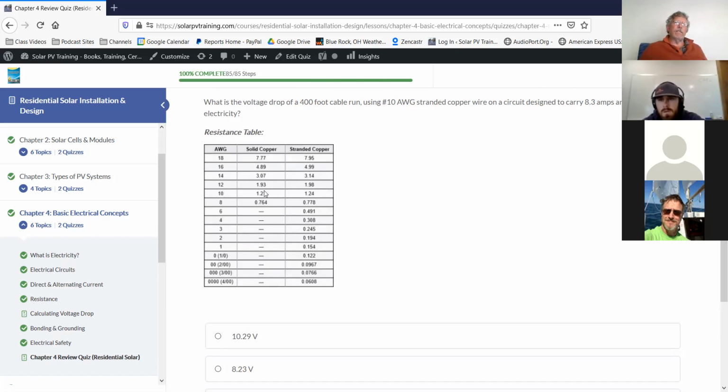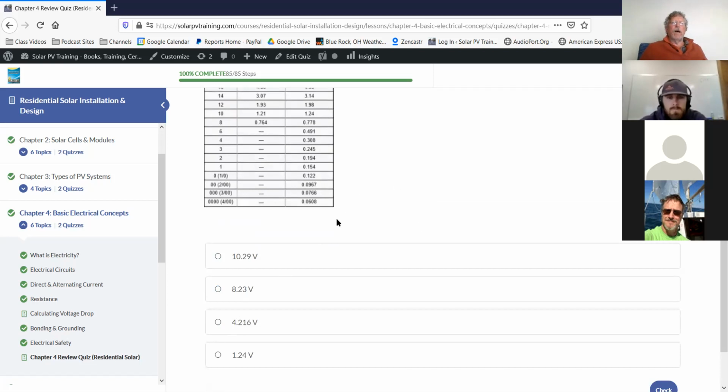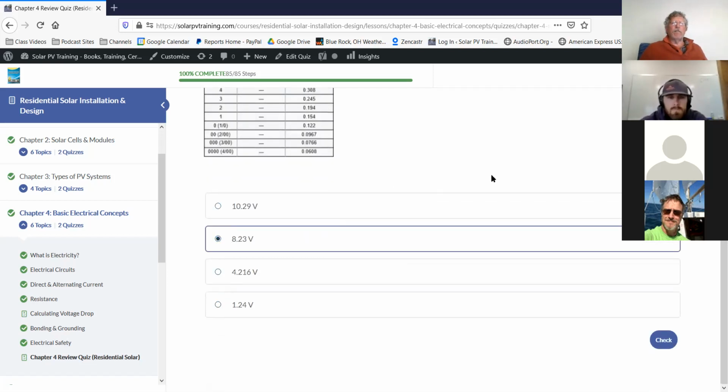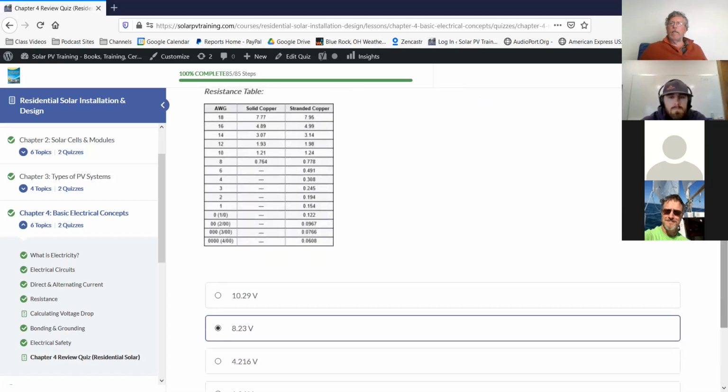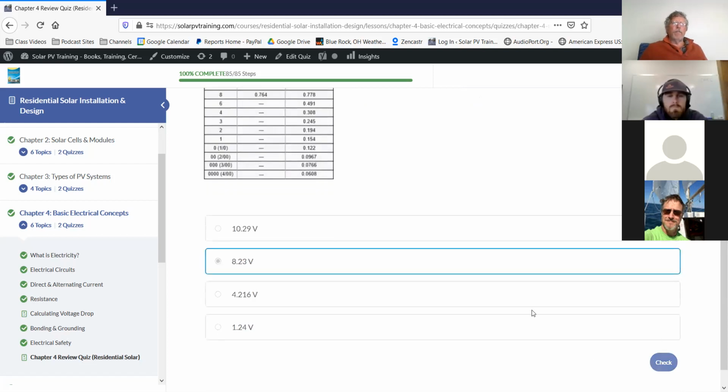That's why we gave you the resistance table. For stranded copper, it's 1.24 ohms per 1,000 feet. So our equation would end up being 8.3 times 1.24 times 2 times 400, which would be 800, divided by 1,000, or 0.8. So we have 8.3 times 1.24 times 0.8, and we end up with, starts out at 8.3 times a little more than 1 times a little less than 1, or 8.23.